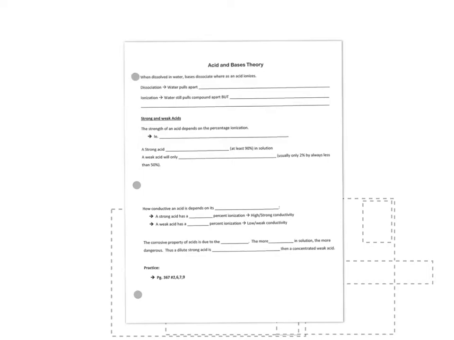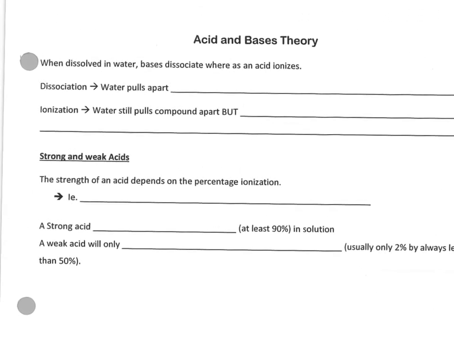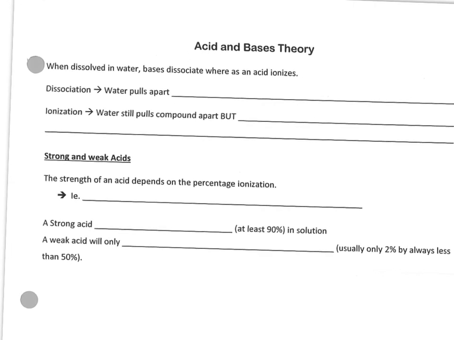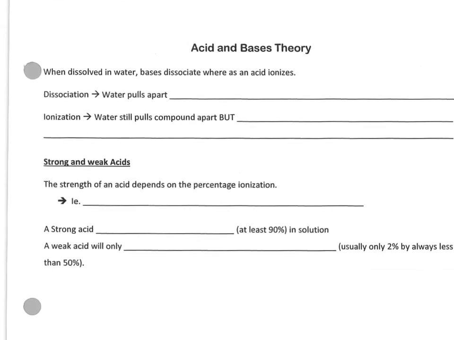So the first thing we're going to look at is how acids and bases behave differently when they dissolve in water. A base, when it dissolves in water, dissociates. What this means is that water pulls apart pre-existing ions of an ionic compound. So dissociation is basically separating pre-existing ions.